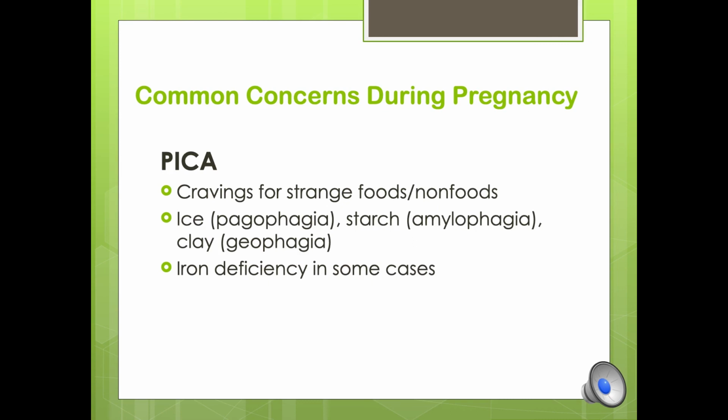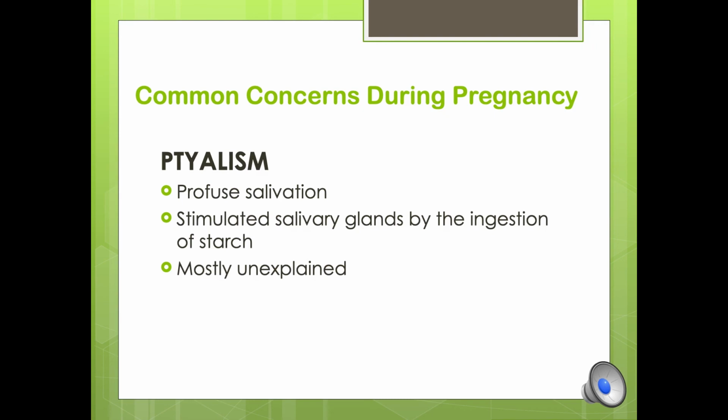Pica is the craving for strange food or non-food. These may be ice or starch or clay, and this may contribute to iron deficiency in some cases. Ptyalism, where there is profuse salivation, there's stimulation of the salivary glands by the ingestion of starch, however, most of these are unexplained.